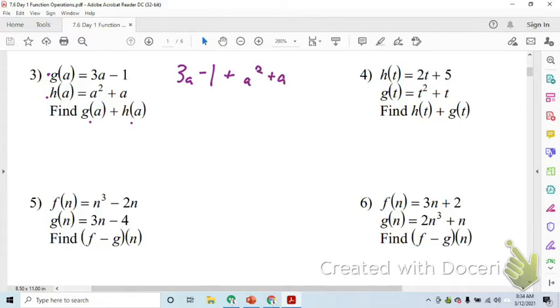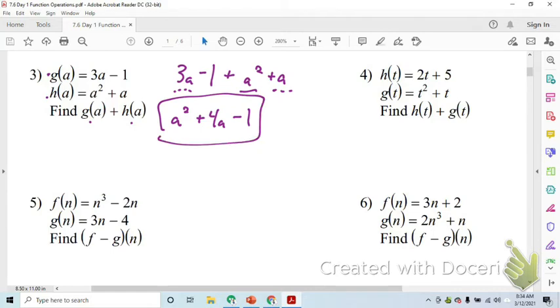So we have to write this in descending order. So I'm going to start with the a squared. And then I can combine these two. 3a plus a is 4a. And then put the minus 1 there. And that's all you have. So just adding two functions. That's really all it is.